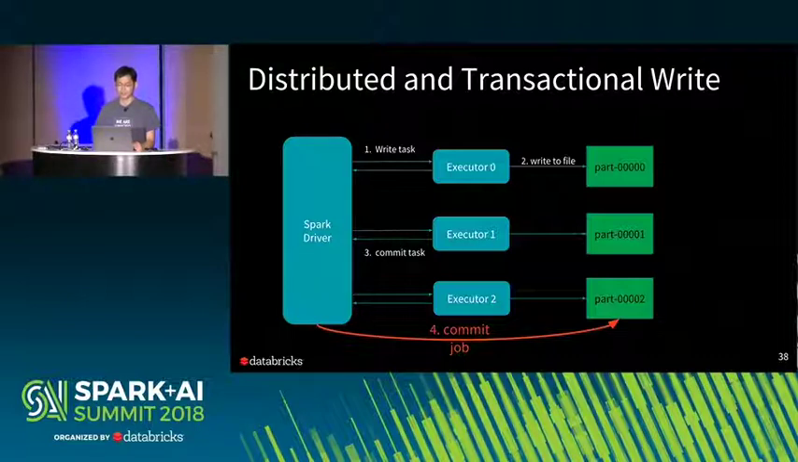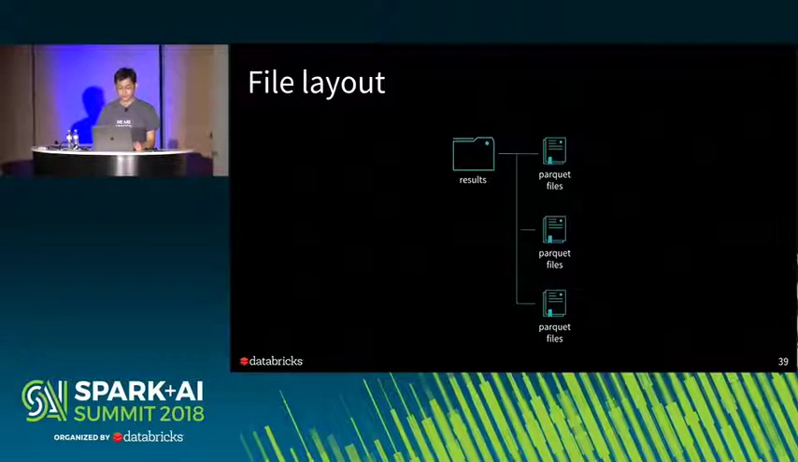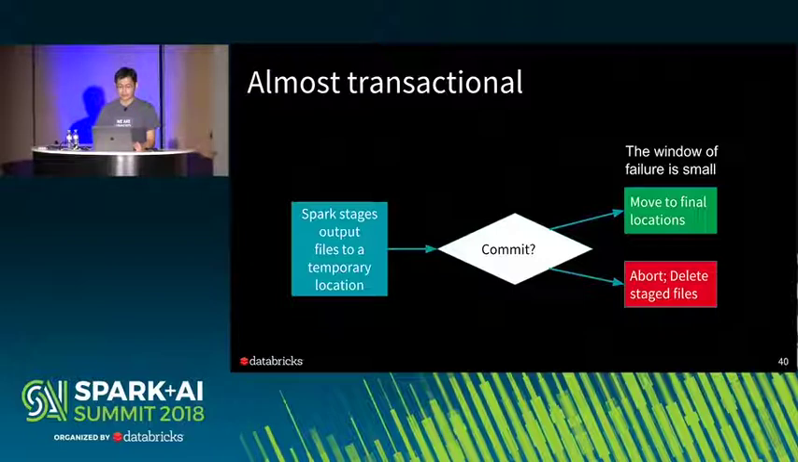After all the tasks are completed, the driver will commit the job. So this is the final data layout. All the Parquet files will be moved under the result path. In brief, Spark saves output files to a temporary location. If a task fails, the output will be removed. If it succeeds, move the file to the final location.